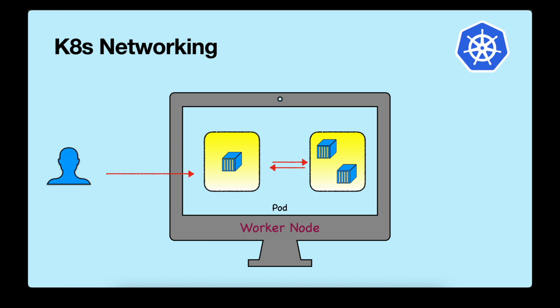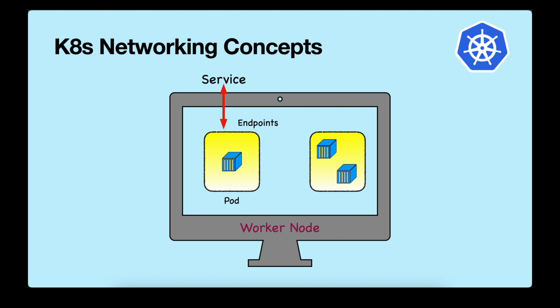Kubernetes networking is the underlying infrastructure that enables communication between containers and pods within the cluster and outside of it. A well-configured Kubernetes networking setup is essential for ensuring high availability, scalability, and security of containerized applications. Let's begin with the networking concepts.